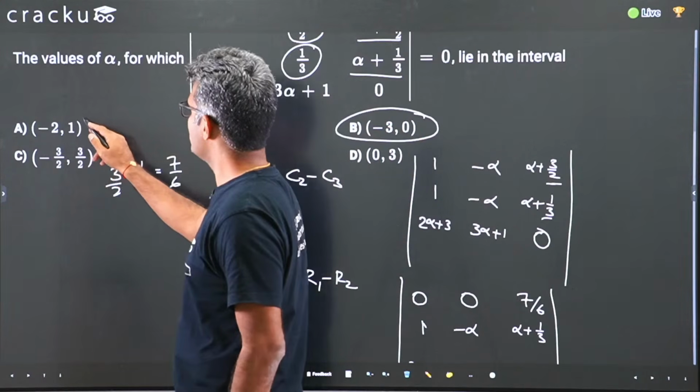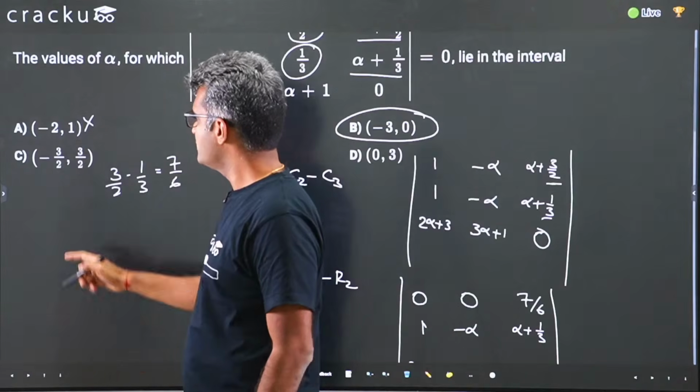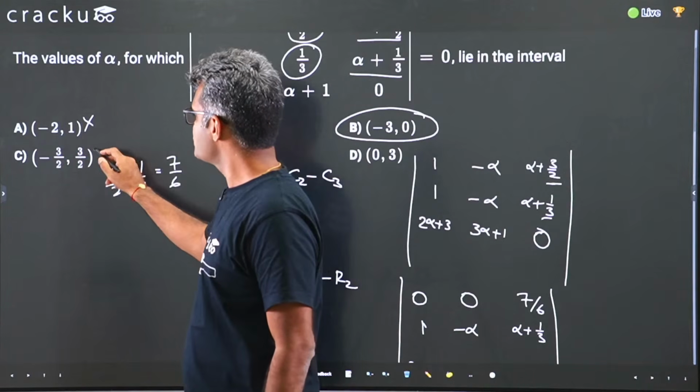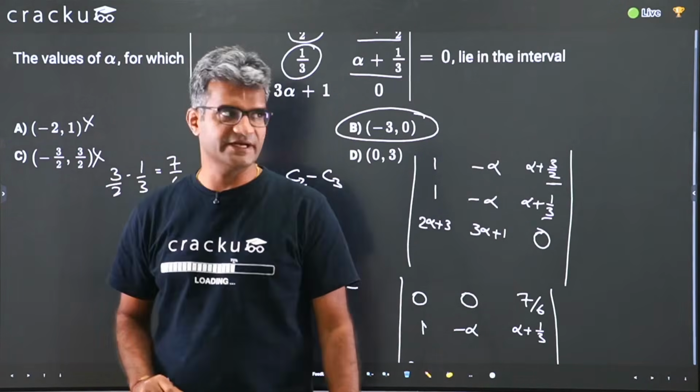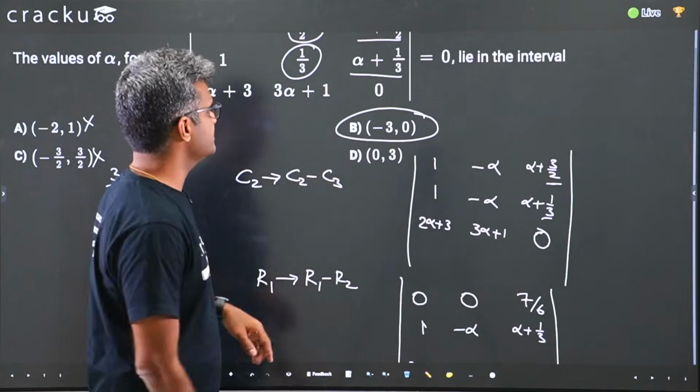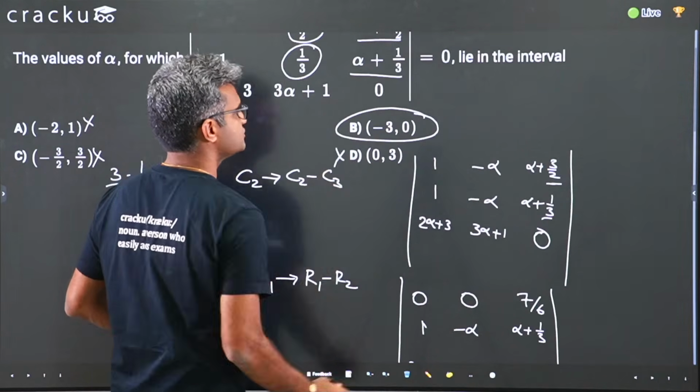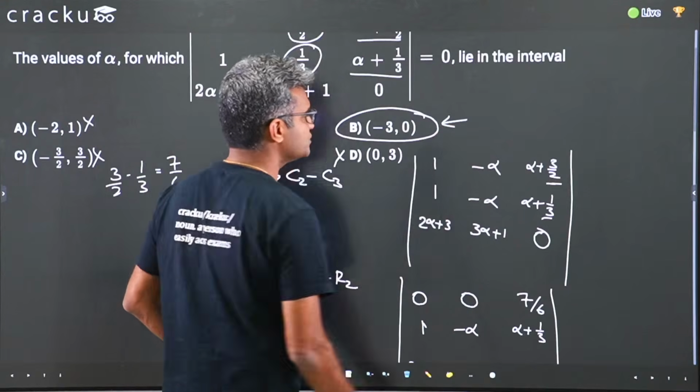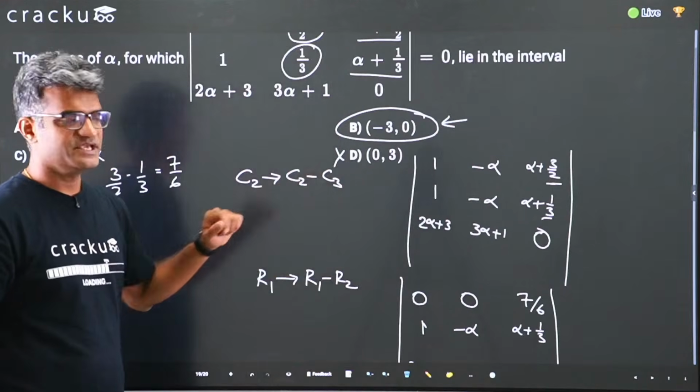Minus 2 to 1 will not encompass minus 2.8. Minus 3 by 2 to 3 by 2 also will not encompass minus 2.8. 0 to 3 will not encompass both the roots. So the only interval which contains both the roots is option B.